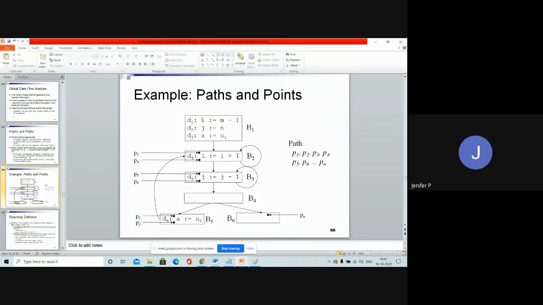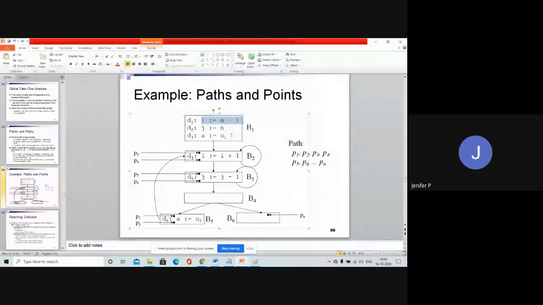A leader is nothing but the first statement inside a block. So when you are considering any code, the first statement is a leader. The second one is the target of a goto statement, which is a leader. Go to 3, so whatever statement is on the third line will be a leader. Likewise, the statement that follows a goto is also a leader.